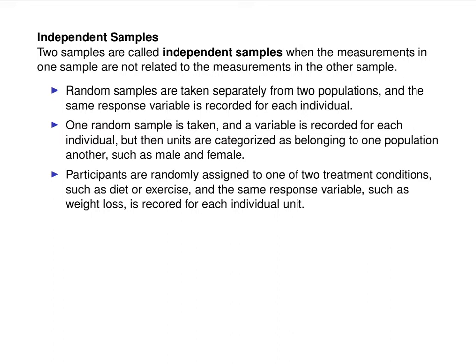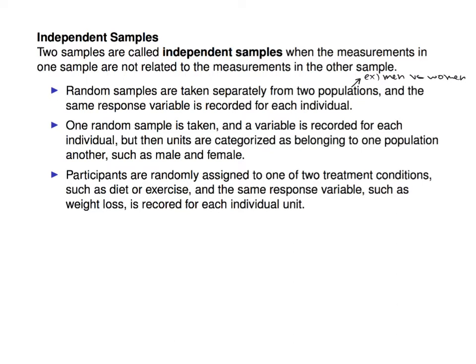So two samples are independent samples when the measurements in one sample are not related to the measurements in the other. So you take random samples separately from two populations, and the same response variable is recorded for each individual. In that case, we could be comparing two different populations, for example, say maybe men versus women. It's a possibility. One random sample is taken and a variable is recorded for each individual, but then units are categorized as belonging to one population or another, such as male and female. So I guess that kind of is the top one as well.